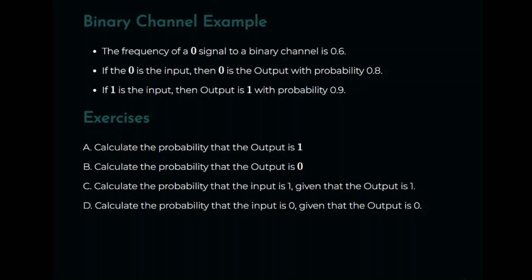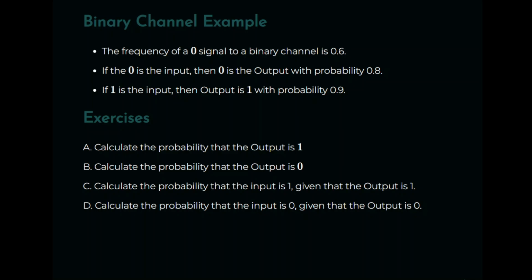The frequency of a zero signal to a binary channel is 0.6. If the 0 is the input, then 0 is the output with a probability of 0.8. So we have an input signal and an output signal. And let's just read the next line here. If 1 is the input, then the output is 1 with a probability of 0.9.